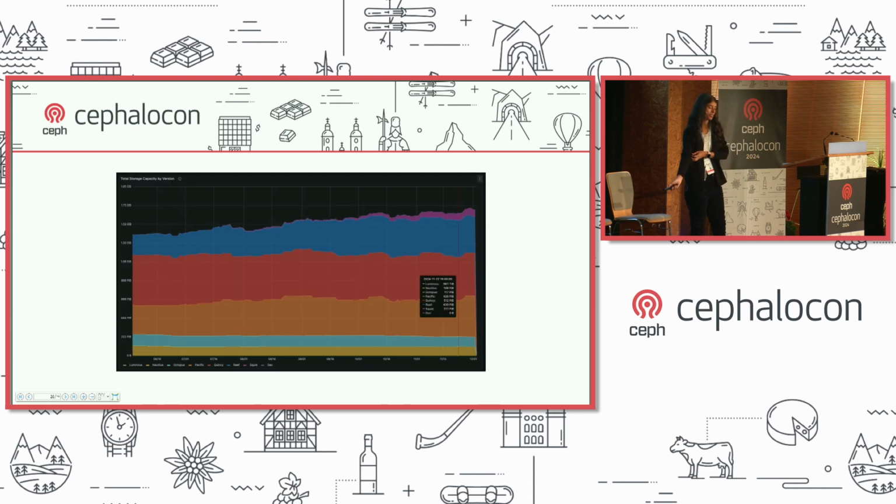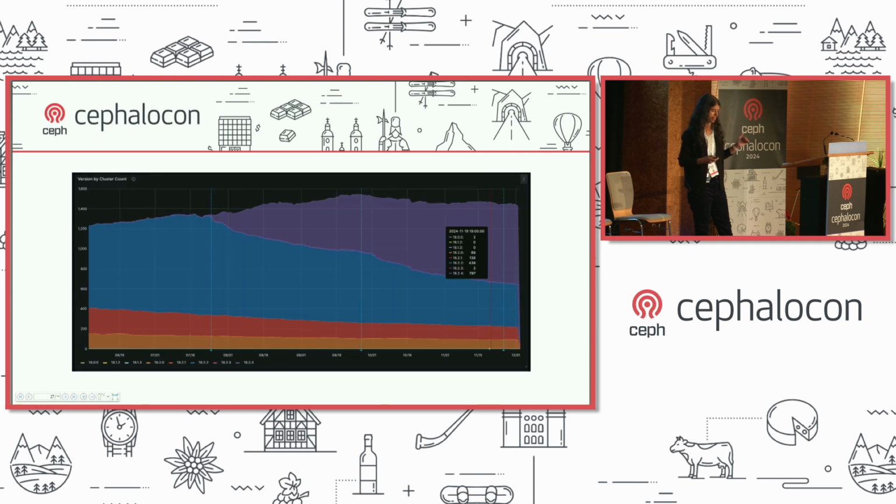But we can also tell what the capacity is according to the different versions. So we saw that Reef was the most popular version, but capacity-wise, the highest one is actually Quincy. So we can even have a greater breakdown. Here we can look at the point releases.